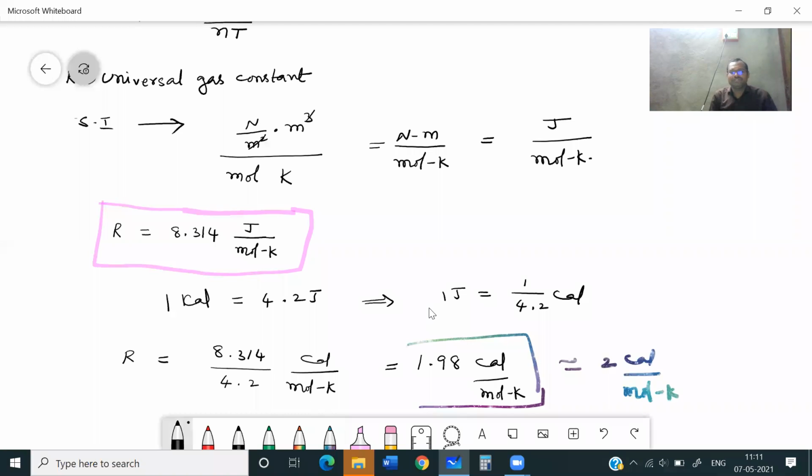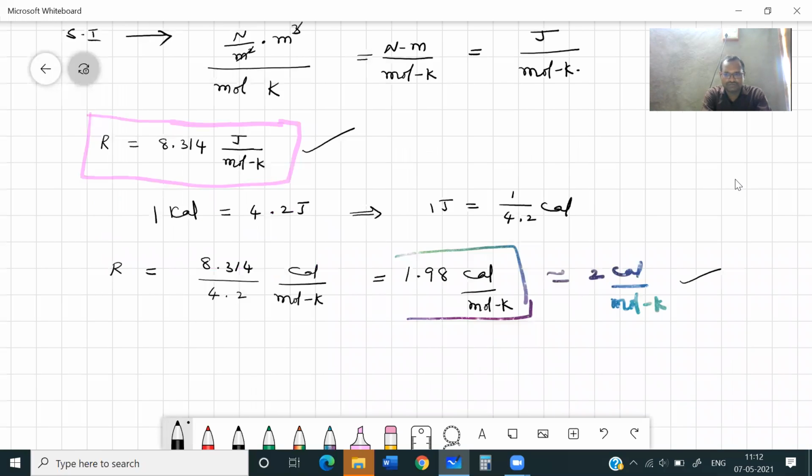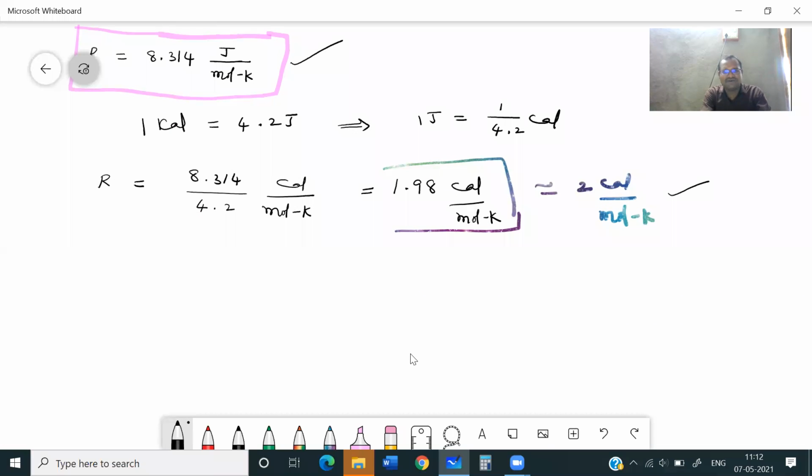Remember these two values. What is our universal gas constant? Its value is 8.314 joule per mole Kelvin. It is mole, remember, okay? And in calories, it will be equal to 2 calorie per mole Kelvin or 1.98 calorie per mole Kelvin. Clear? Now, what are the dimensions of R value?